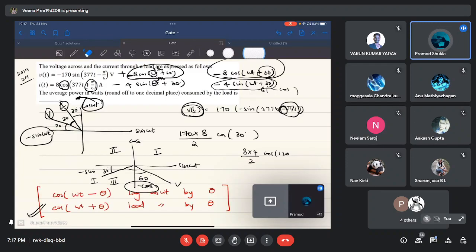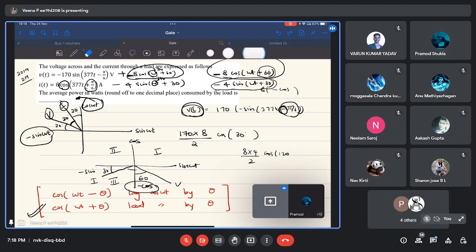Ma'am, like you have written two frequencies, 377 and 374. In this case we have calculated average power. And in this same problem, if I want to calculate reactive power or apparent power, is there any sense of that? Reactive power and apparent power.